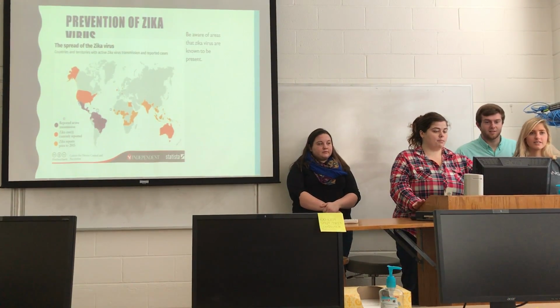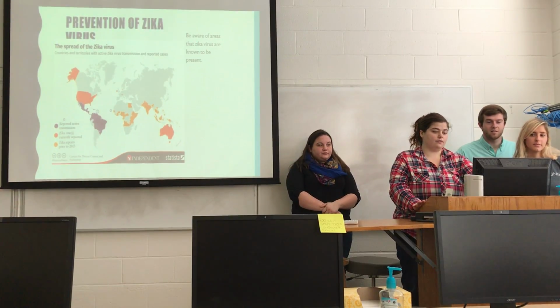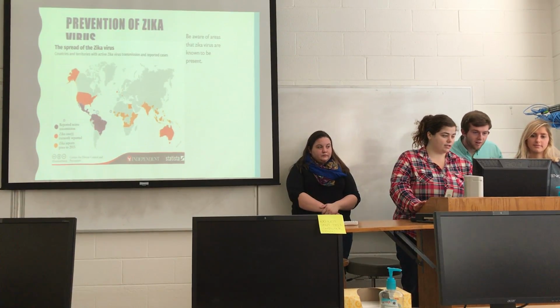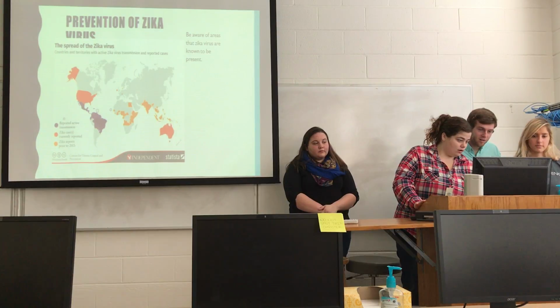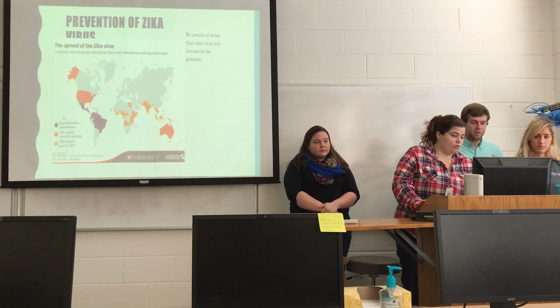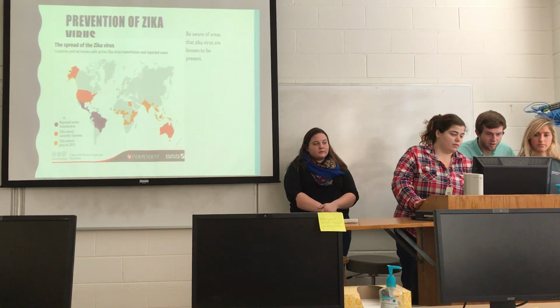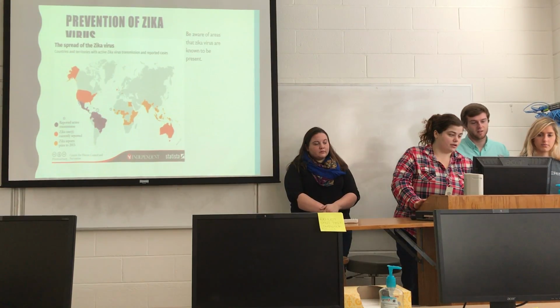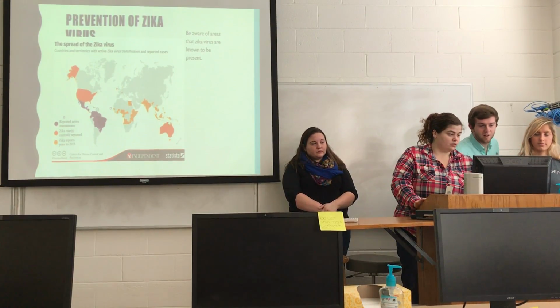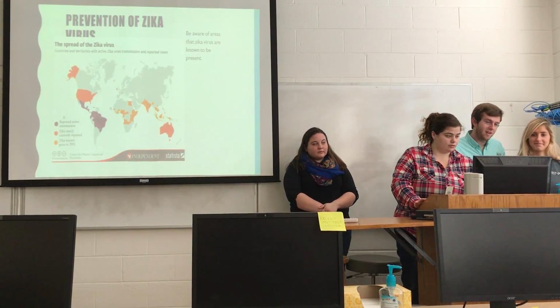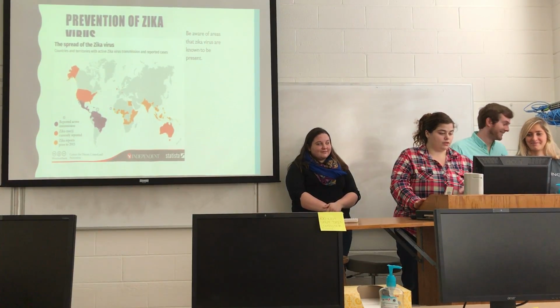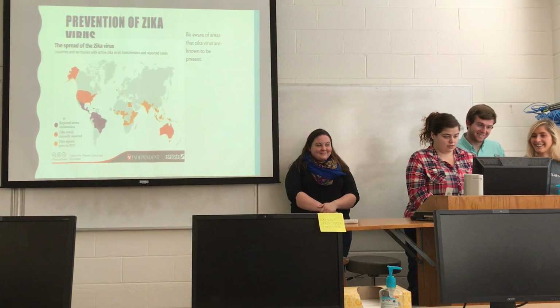And here is a map. It says be aware of areas where Zika virus is known to be present. They say these are all where it's reported. So North America, all of South America, some of Canada, and a little bit over in this area.